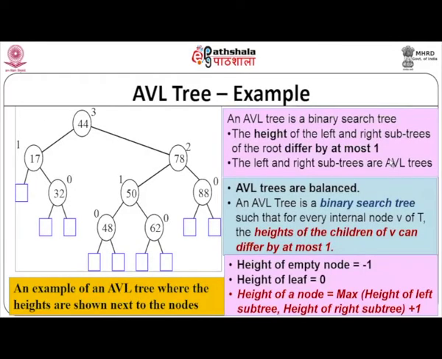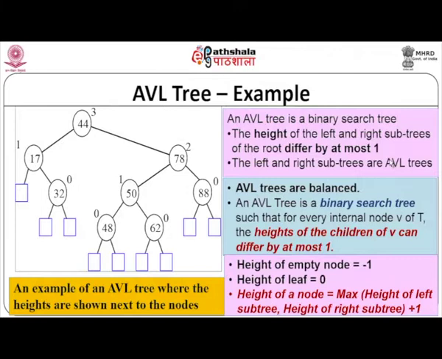Now, let us take an AVL tree as an example. So, this is an example of an AVL tree. Okay. So, the AVL tree is a binary search tree, as we already said. The heights of the left and right subtrees of the root differ by at most 1. And the left and right subtrees are themselves AVL trees. They are balanced. So, an AVL tree is a binary search tree such that for every internal node v, the heights of the children of v can differ by at most 1. Height of the empty node is minus 1, height of a leaf is 0. So, the height of a node is equal to the maximum of the left subtree height and the right subtree height, plus 1.